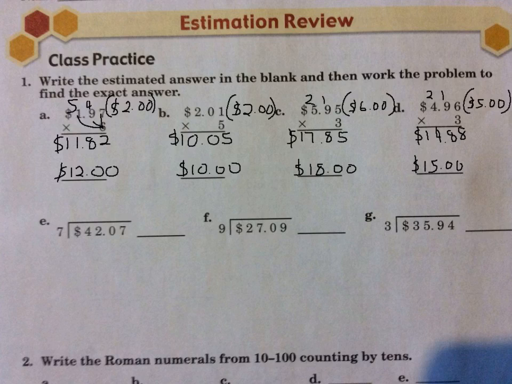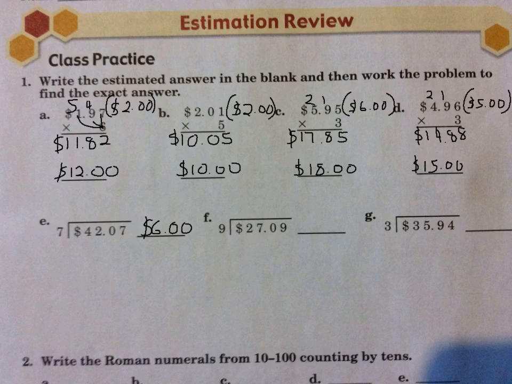Okay, here we're not even going to write the rounded number. We're going to look at it, and $42.07, if you were to round that, you'd say it's $42. Now you need to ask yourself, how many times does 7 go into $42? And put that answer here. It'd be $6, 6 times.